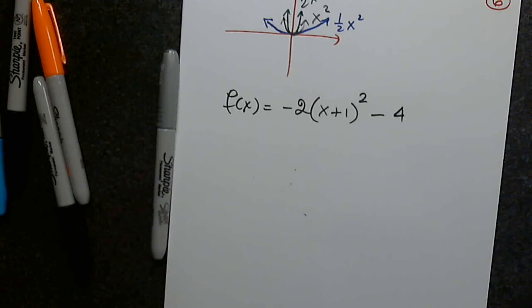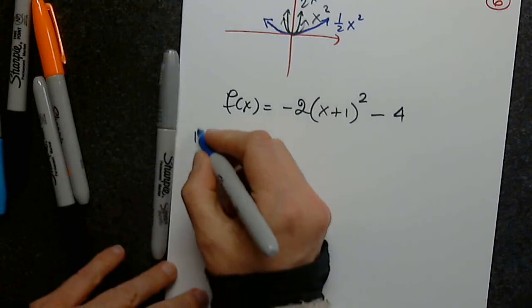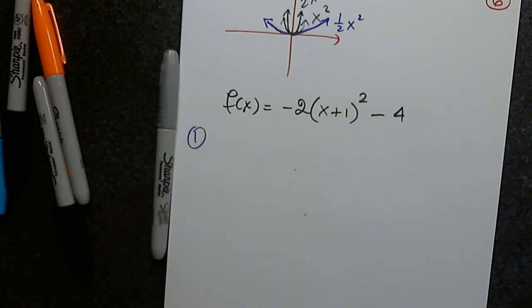A lot of transformations here. X plus 1 is a transformation, 2 is a transformation, -1 is a transformation, and -4 is another transformation. We have to start as if we are evaluating in order of operations. So first of all, I'm going to ask you which function did we use to create this one?